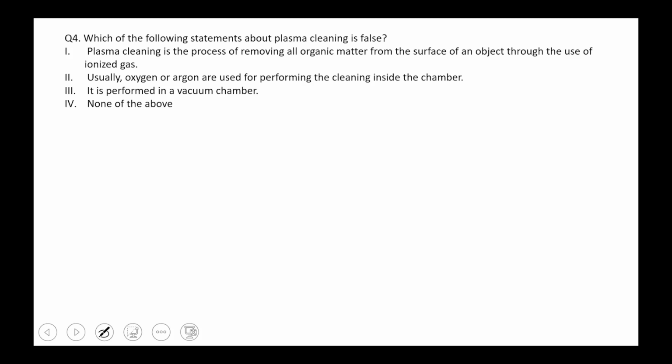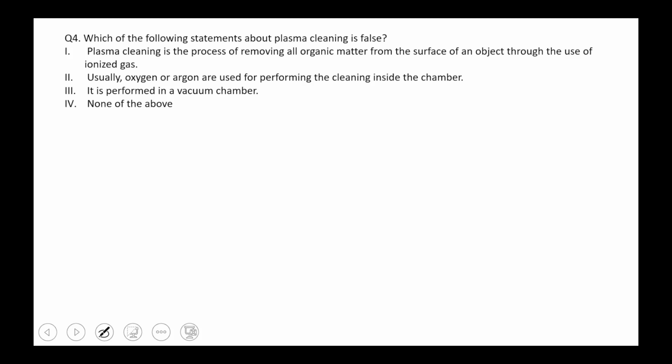Suppose some oils or some water vapor, some moisture, will be there on that surface. First I use deionized water and remove it, and you blow nitrogen or argon gas. You see that some stickiness will be there on the surface. That will be removed through the plasma only.